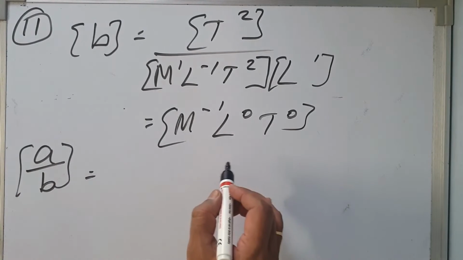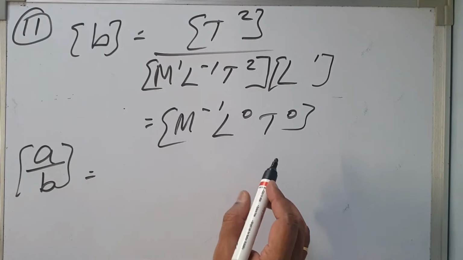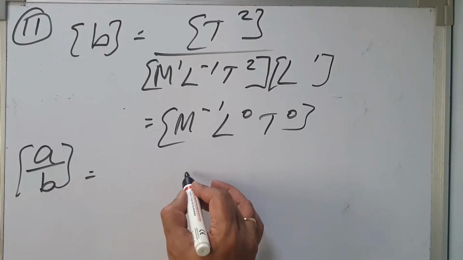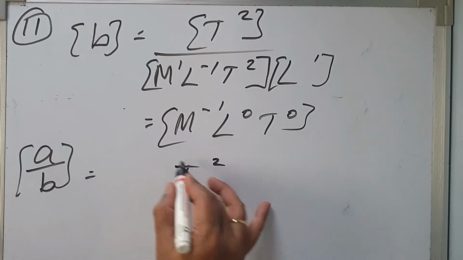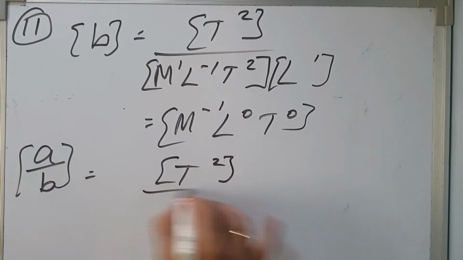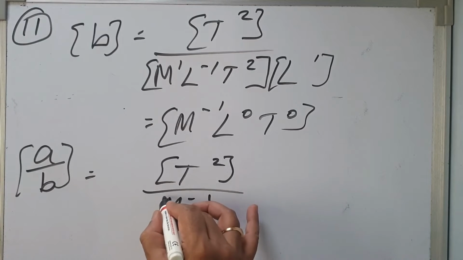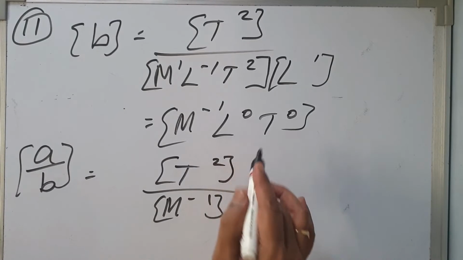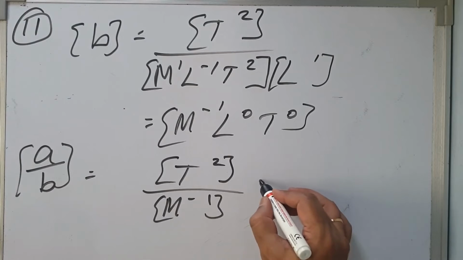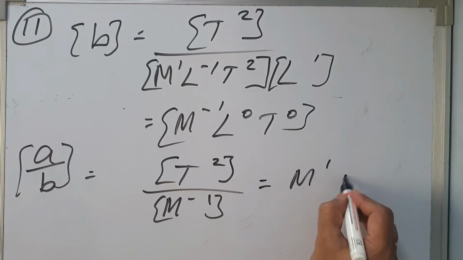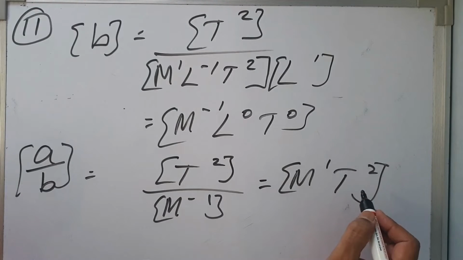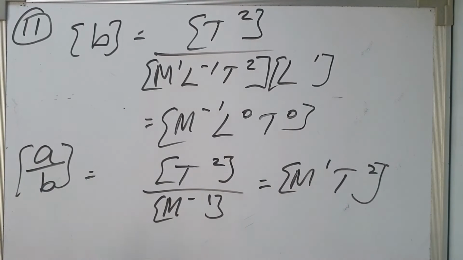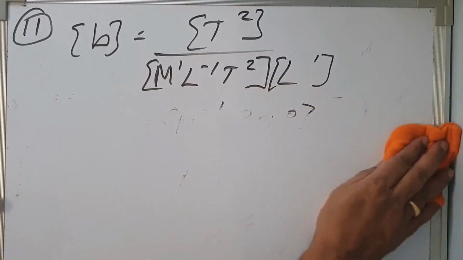Now we want A upon B. What was it? A was T squared, I suppose. Yes, T squared. B, what is that? M minus 1. I am not putting it as 0, 0, 1. So what is this? M1, T2. You may or may not put L0. So we have solved questions 10 and 11.